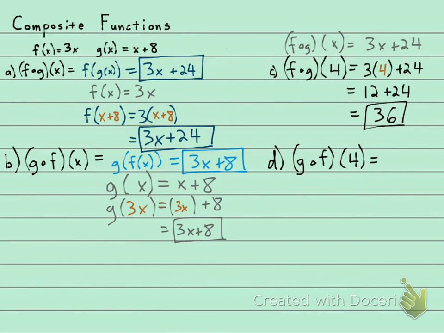Let's find the g of f of 4. Okay, so let me start with my g of f of x function. I'll write it on top. The g of f of x equals 3x plus 8. So the g of f of 4 is 3x plus 8. And what am I plugging in instead of x? Plugging in a 4. 3 times 4 is 12. 12 plus 8 is 20.